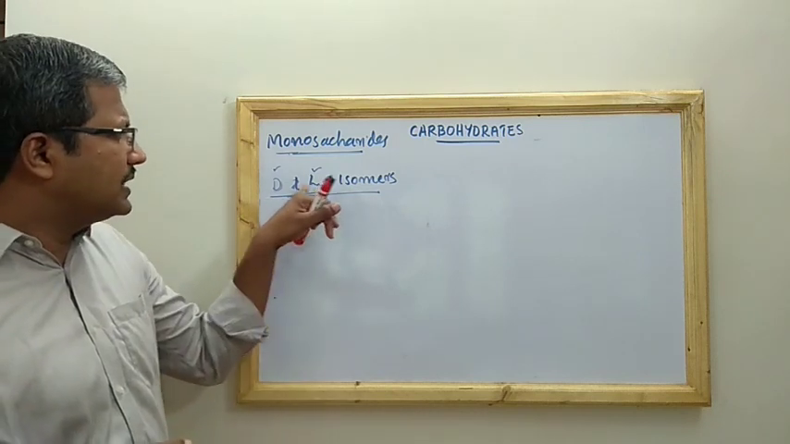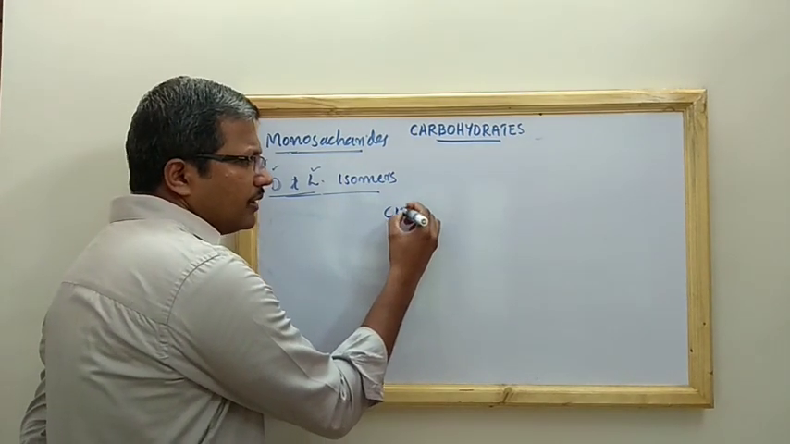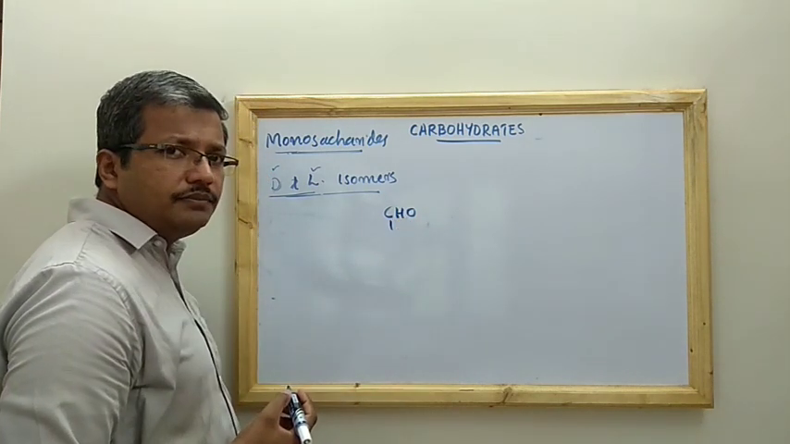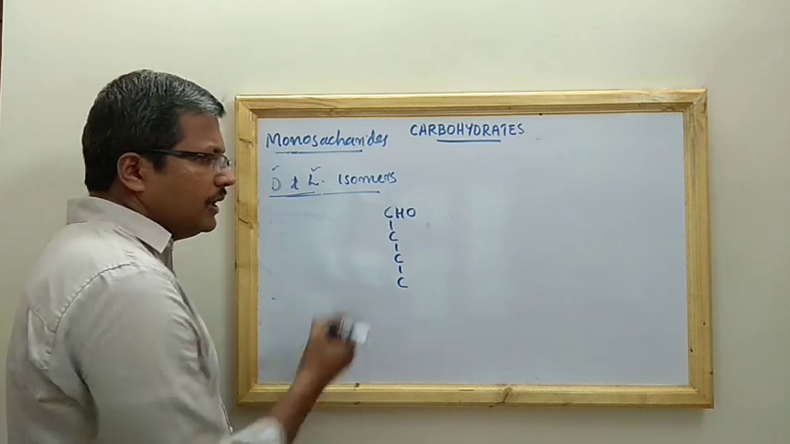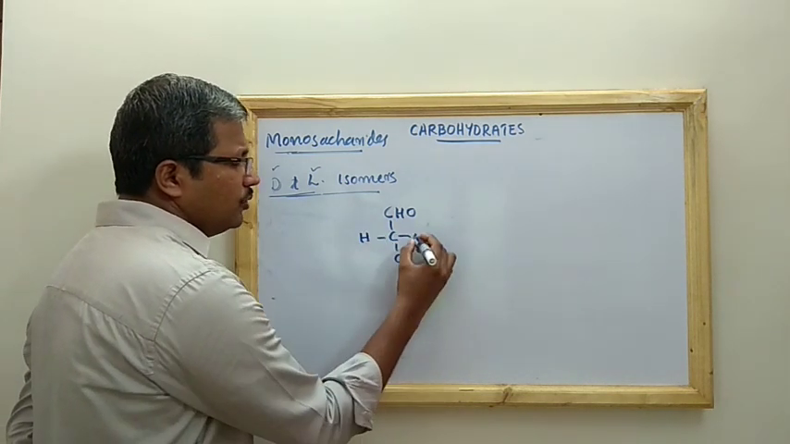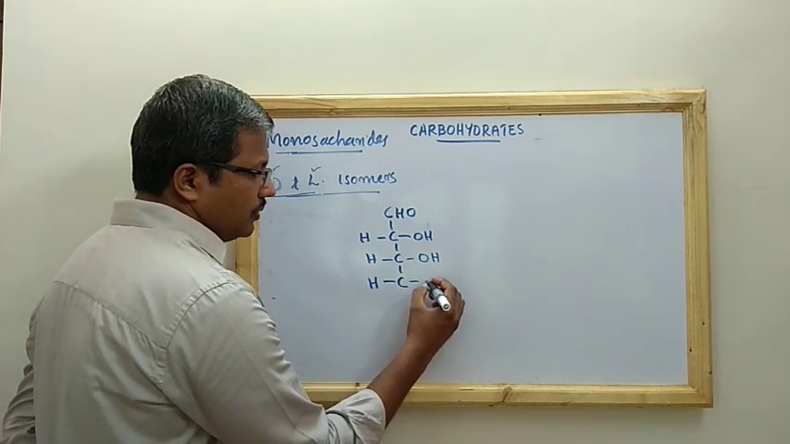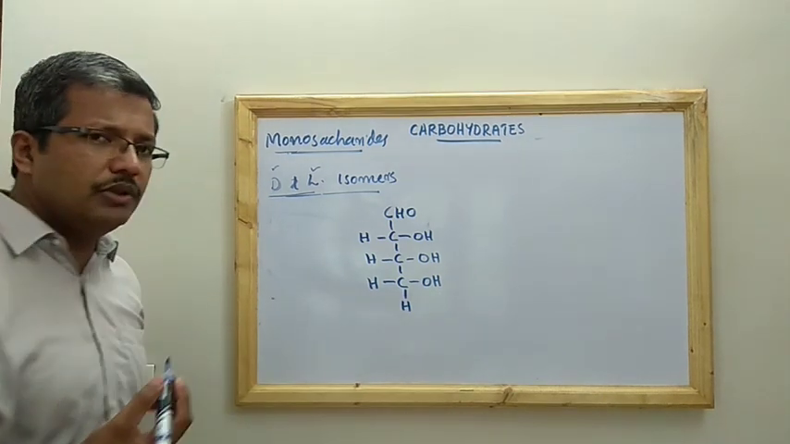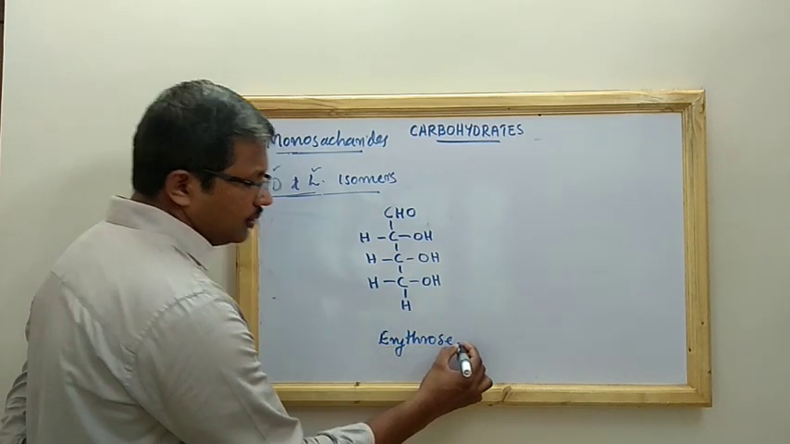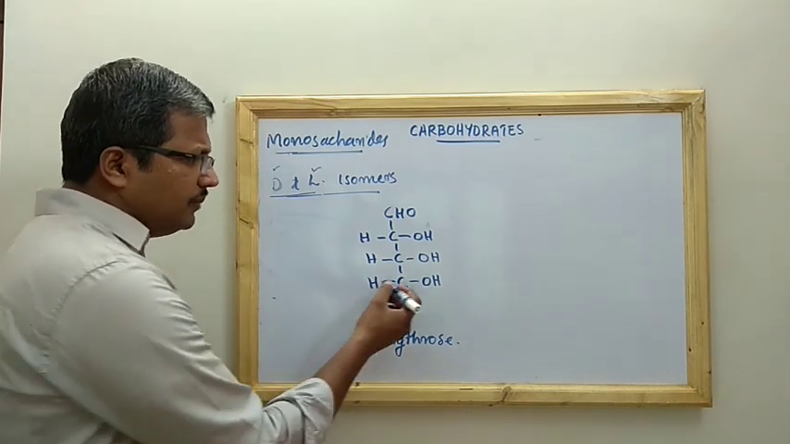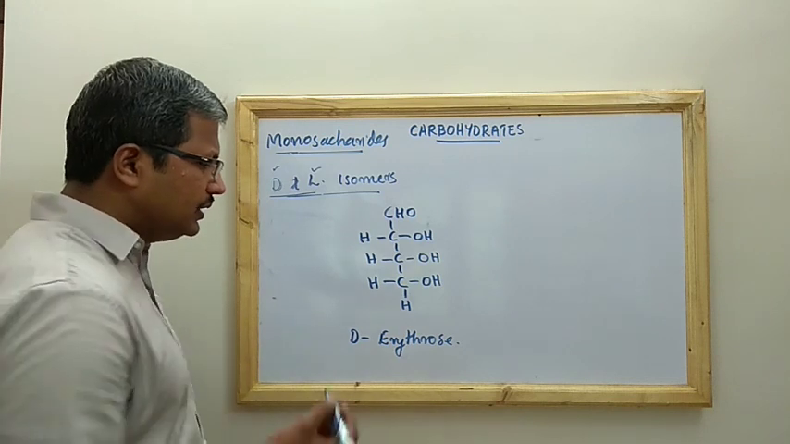In order to understand what D and L isomers actually are, let us see one example. Let us see the erythrose structure. Erythrose is an aldehyde sugar, so CHO will be there, and we can see that there are 4 carbons, 1, 2, 3, 4, with hydroxyl groups: OH, H, OH, and CH2OH will be there. So this is erythrose. Now what kind of erythrose is it, D or L erythrose? This particular one is the D erythrose.